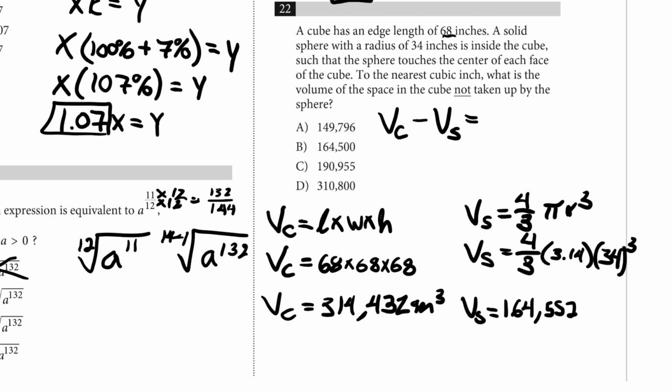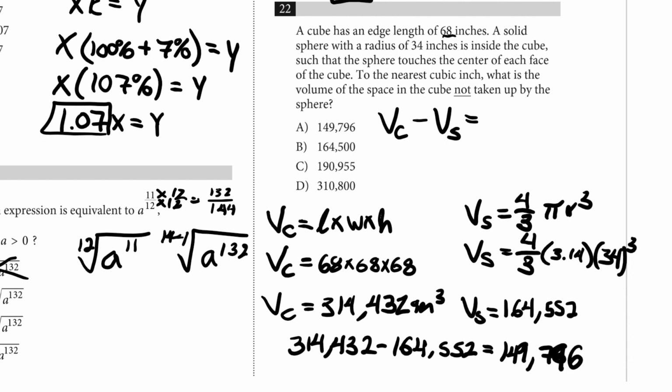And finally, we need to subtract these two values from each other. 314,432 minus 164,552 is going to equal 149,796, which is A.